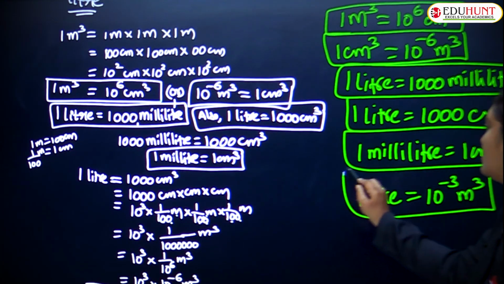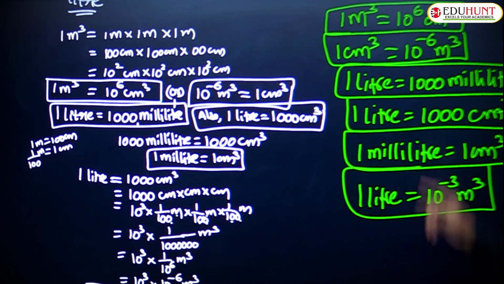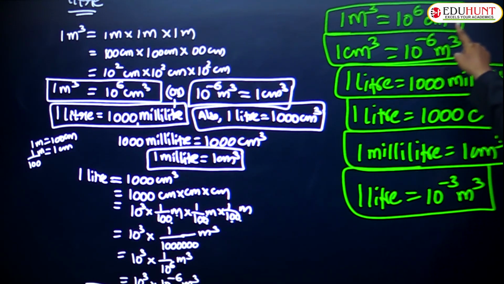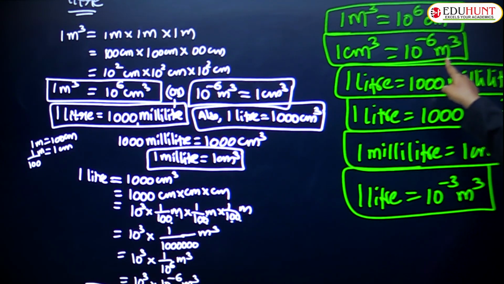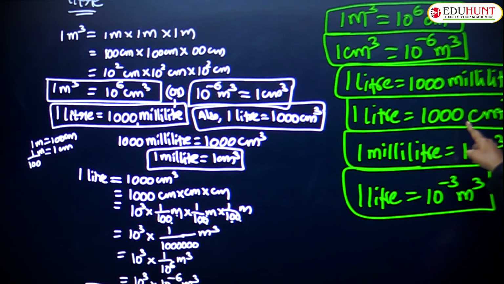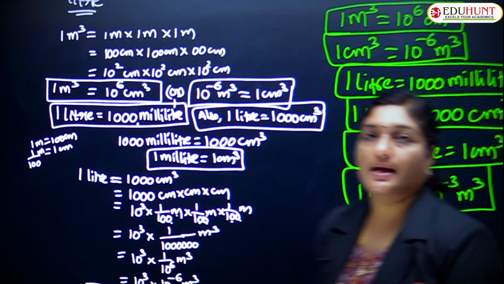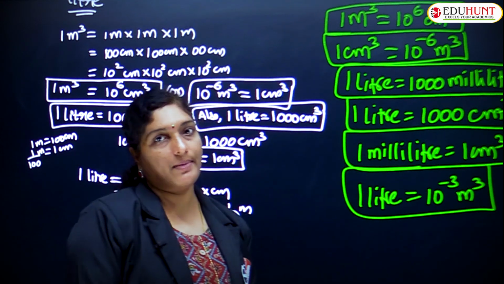These things you need to remember. Meter cube, 10 power 6 centimeter cube. Centimeter cube, 10 power minus 6 meter cube. Liter, 1000 milliliters. Liter, 1000 centimeter cube. So milliliter is equal to centimeter cube, and liter is 10 power minus 3 meter cube. So let us continue with the numericals based on the above concepts.